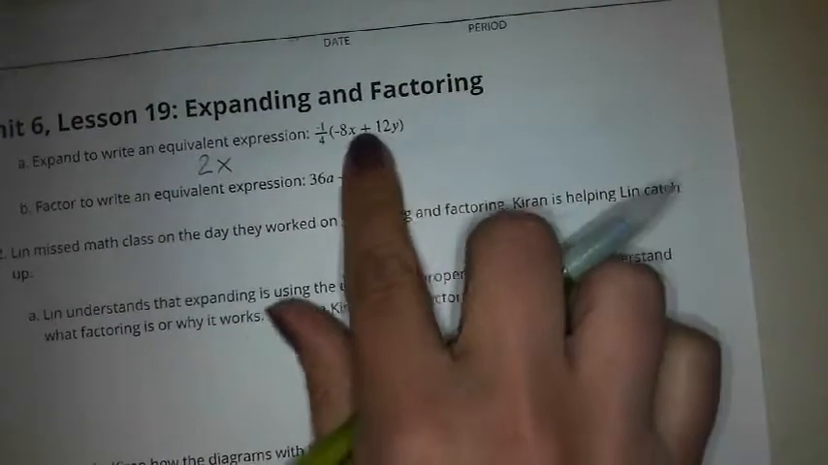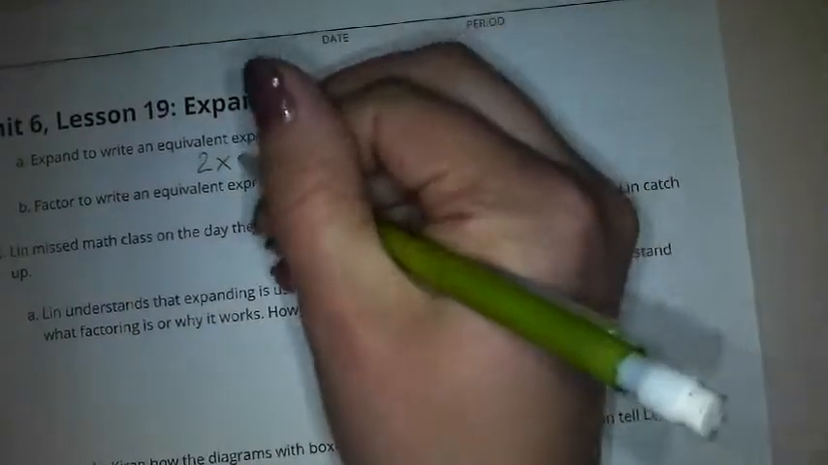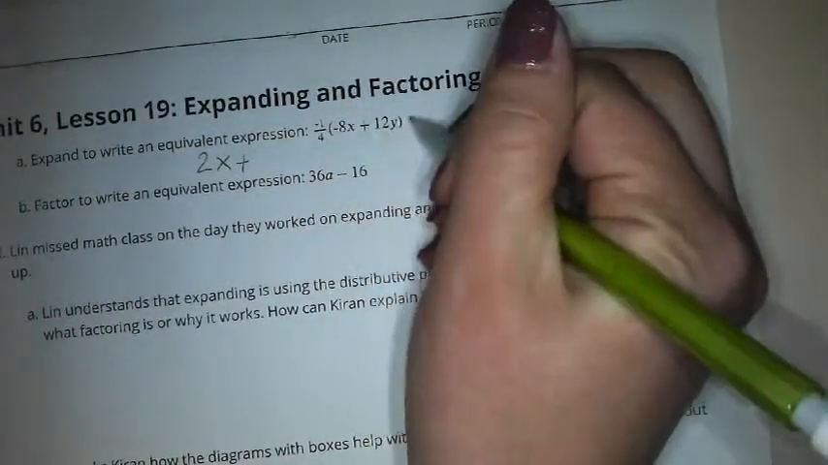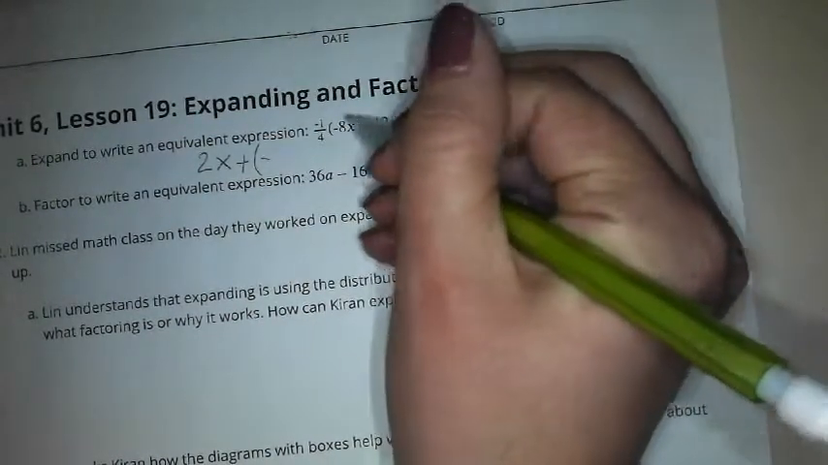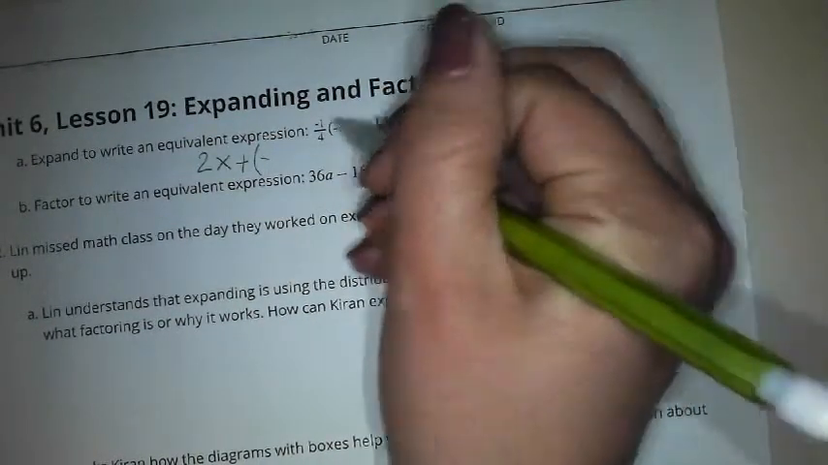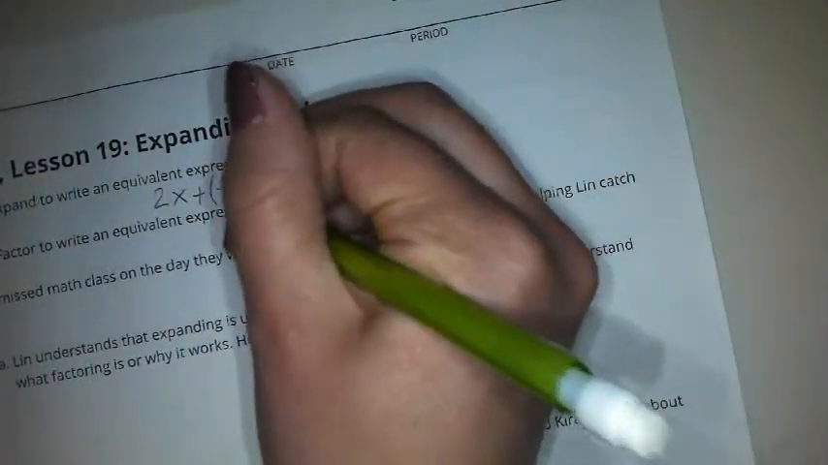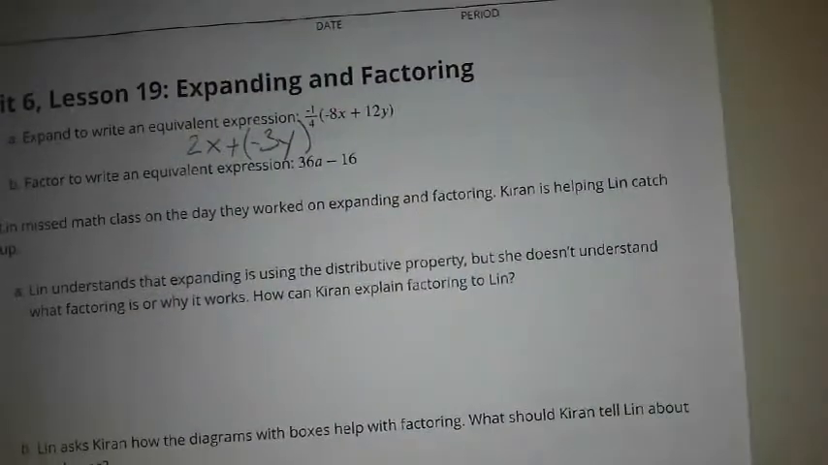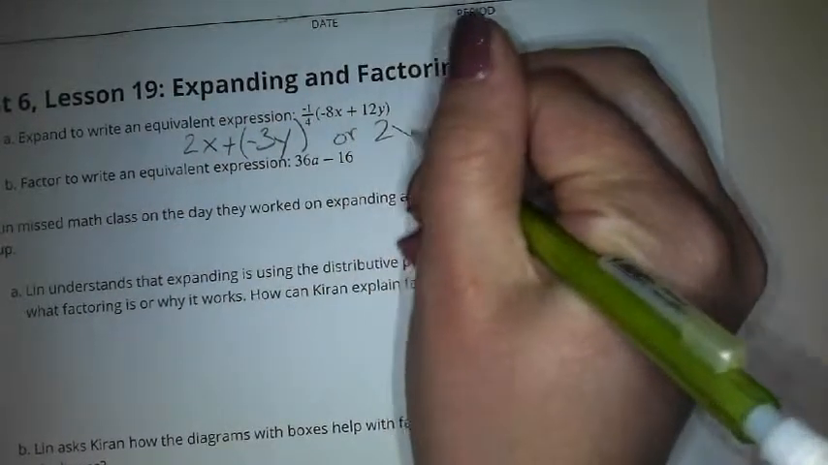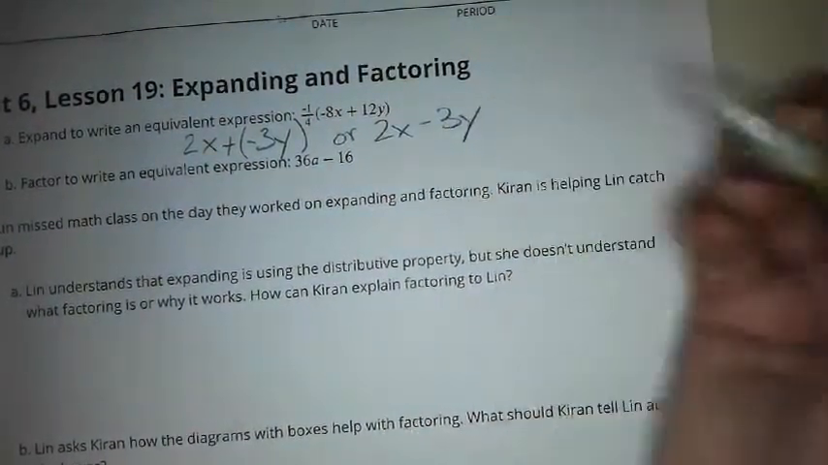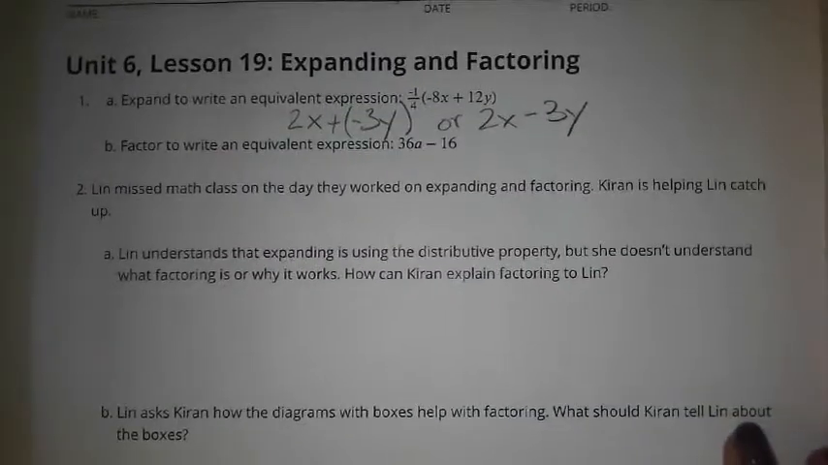2x plus, a negative times a positive is going to be a negative. So negative 1 times 12 is 12, and 12 divided by 4 is 3, so that would be negative 3y. So I have 2x plus negative 3y, or you could have a 2x minus 3y. It would be the same thing.